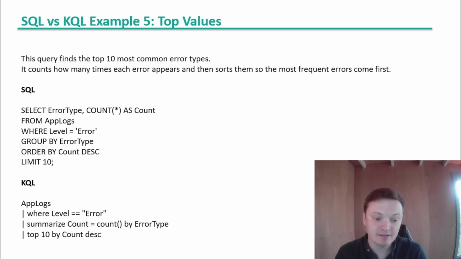In KQL, we do app logs, which is the table. Then you have the where. Note it is a double equals as well. Summarize, and then you're making a column called count, which equals count by error type. And then instead of limit 10, you're using top 10 by count descending.